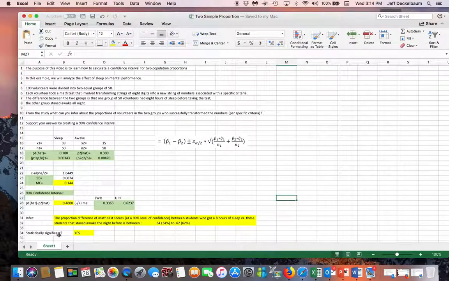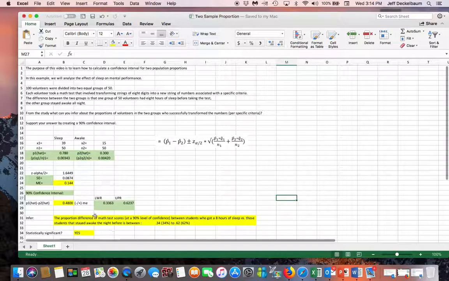The next question: is this statistically significant? I say yes, because this interval does not go through the 0 point. We have concluded that the difference of scores at this 90% level between students who got the sleep versus those that didn't, again the proportion difference, is 34% to 62%. That would be the bound of the difference. That concludes this video.